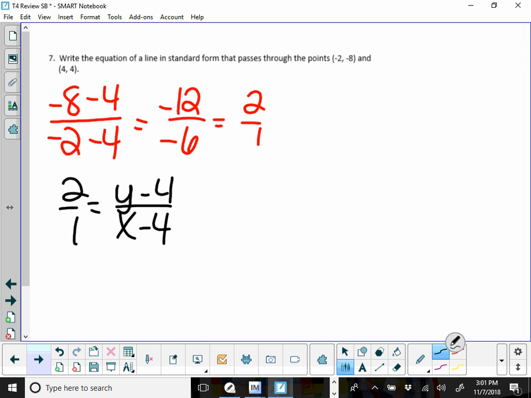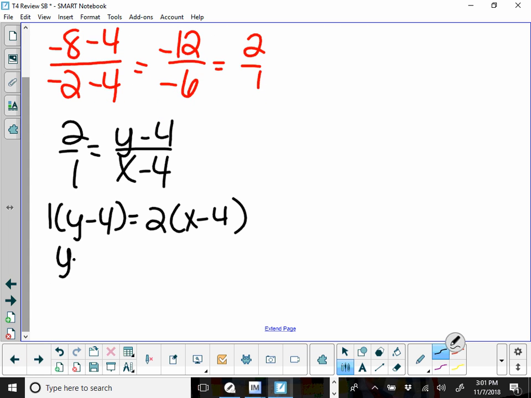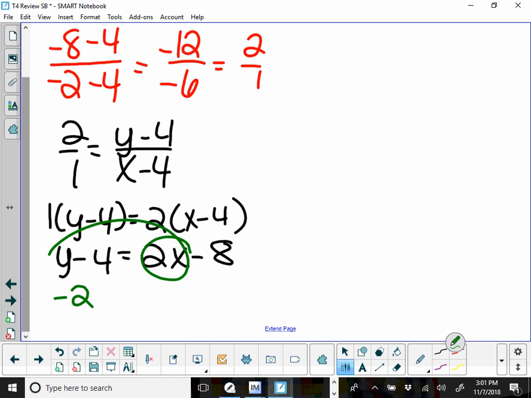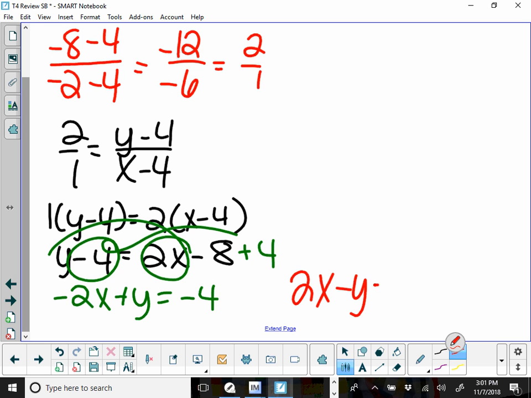And from here, again, it's the same steps. 1 times y minus 4, 2 times x minus 4, distribute. All right, so here's where it's a little different. In standard form, you want x and y together on the left. So I'm going to move my x over. That's going to make it negative 2x plus y. And you want your numbers on the right. So I'm going to move that negative 4 over, and it's going to become positive 4. Okay, and I cannot have a negative x, so I'm going to change all of my signs, making my final answer 2x minus y is equal to 4.